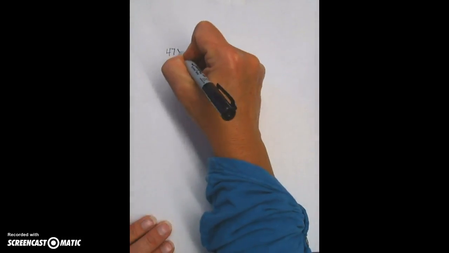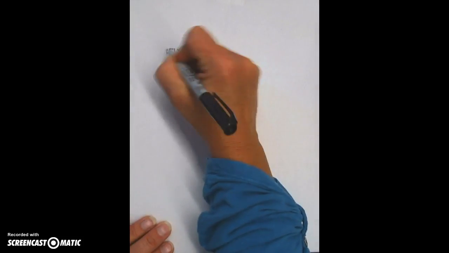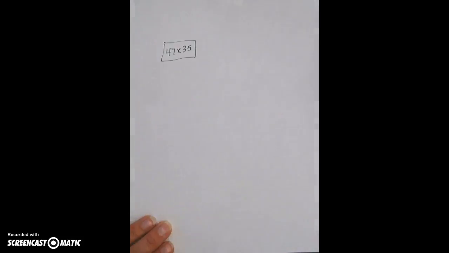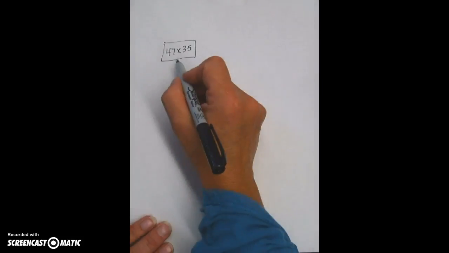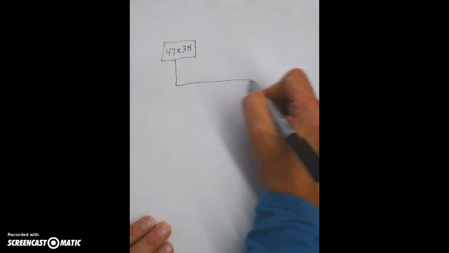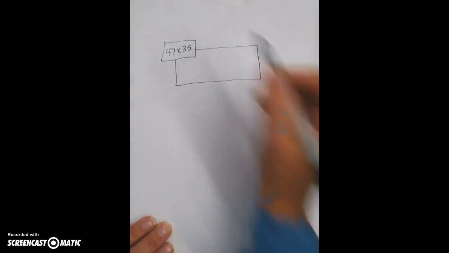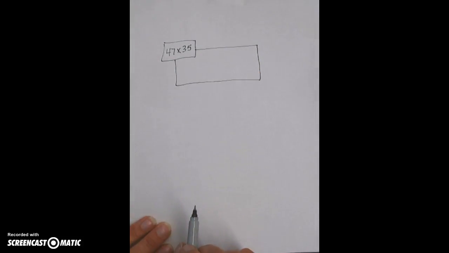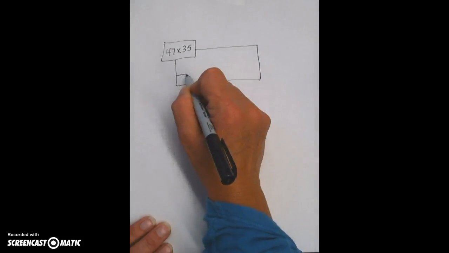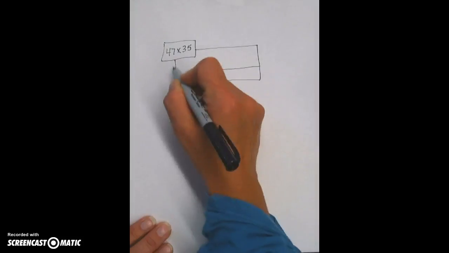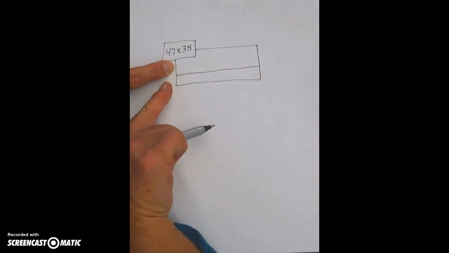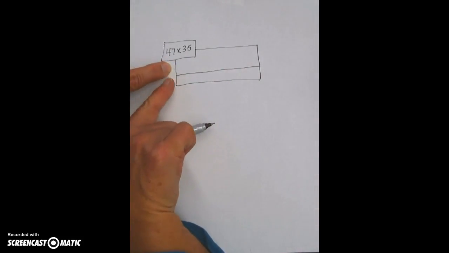If you were to look at multiplying 47 times 35, for example, let's say that's our problem that we need to solve. We can draw out a rectangle that shows these two numbers broken apart into their tens and their ones pieces. If I break this box apart going up and down so that there are two pieces, I can put my tens spot here and my ones here.